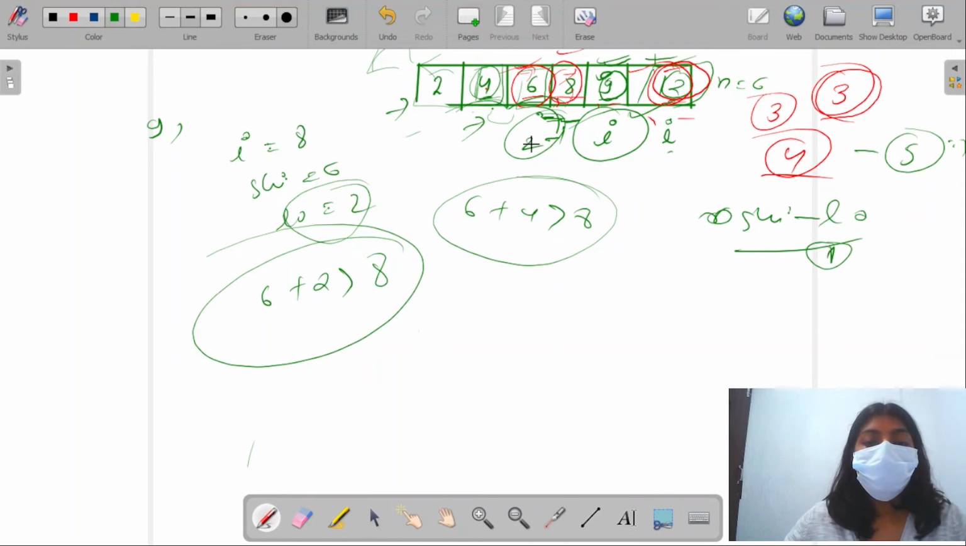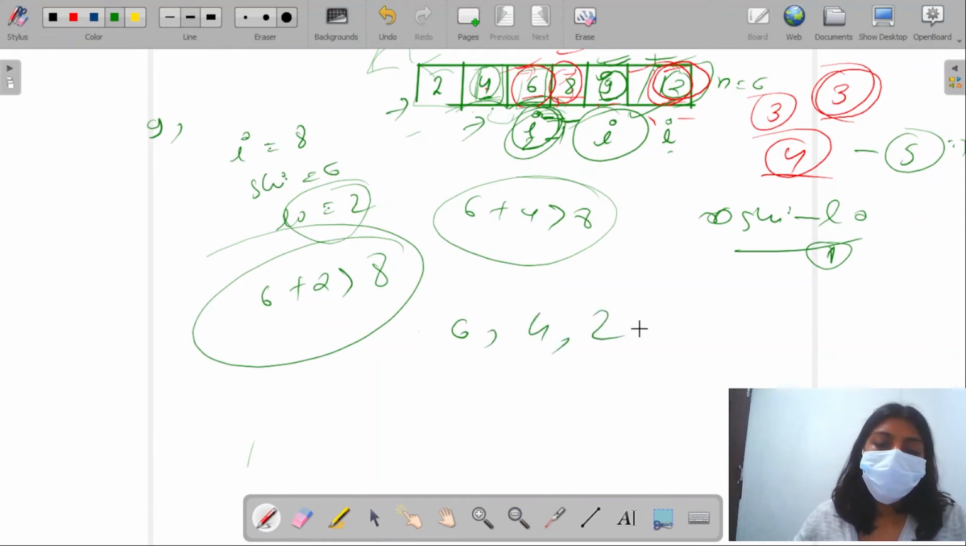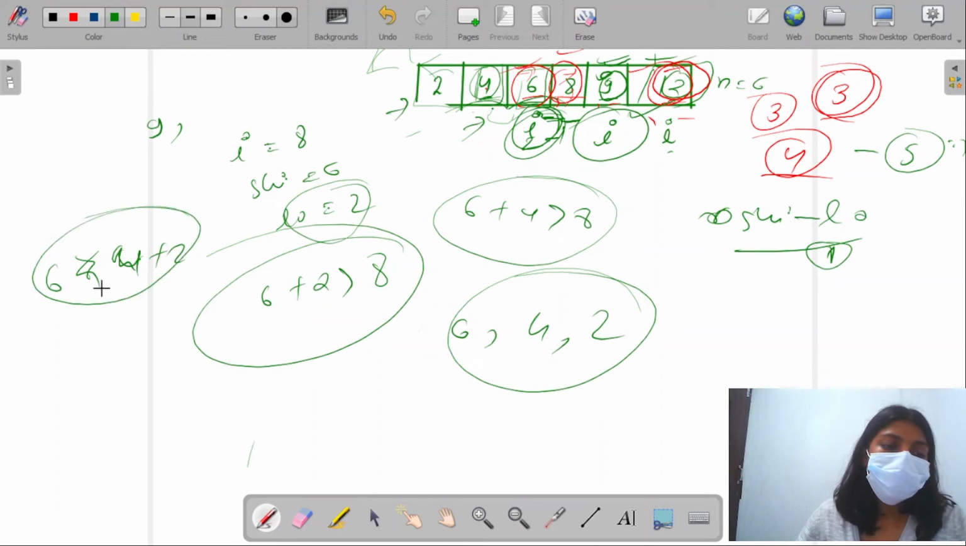So now I'm again decreasing my highest. Now my highest is 6, my second highest is 4, and my lowest is 2 initially. It will check, is 6 lesser than 4 plus 2? No, it's not. So this combination also does not form any triangle. So we got 5 triangles till now.